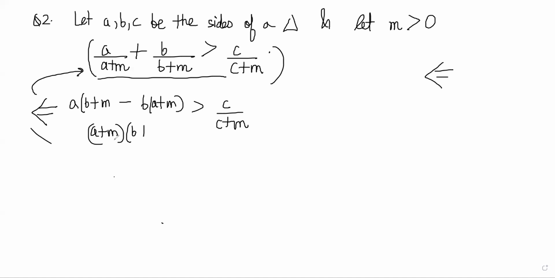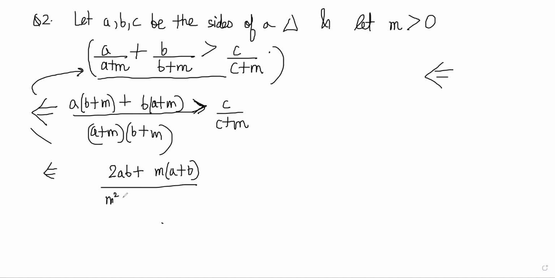I'm going to simplify this here, and I'm going to try to get it to an obvious inequality. Okay, and I will always write backward implications at each step, right? So this becomes 2ab plus m into a plus b by m square plus m into a plus b plus ab is greater than c by c plus m. Basically, I'm simplifying this only, and I'm saying that if this was true, then this is true, and if this is true, then this is true, right?